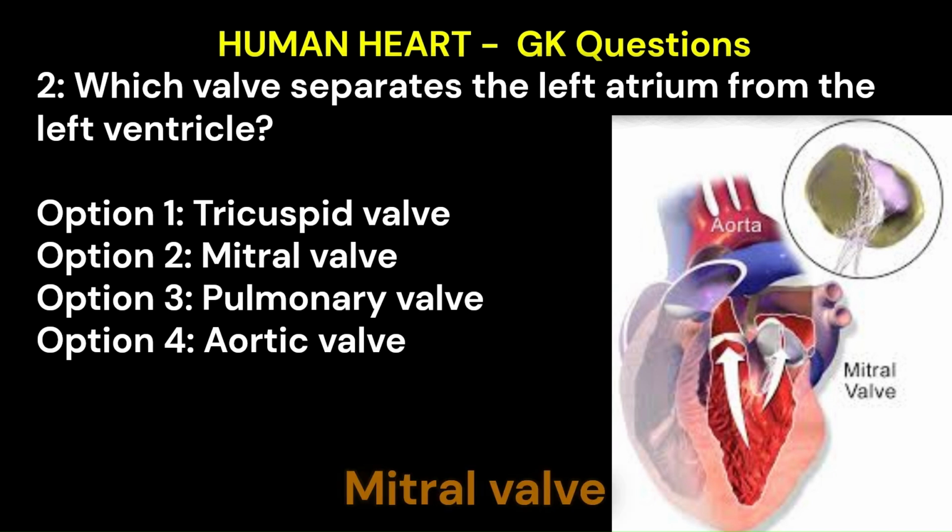The mitral valve, also called the bicuspid valve, prevents backflow of blood from the left ventricle to the left atrium during ventricular contraction. It has 2 flaps, unlike the tricuspid valve, which has 3 flaps, on the right side.